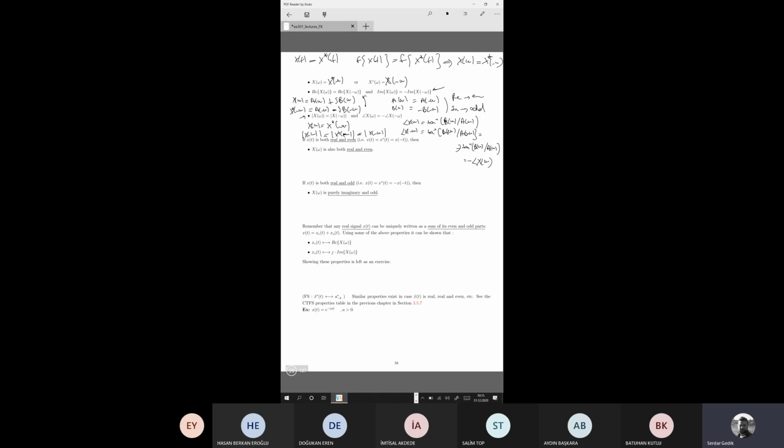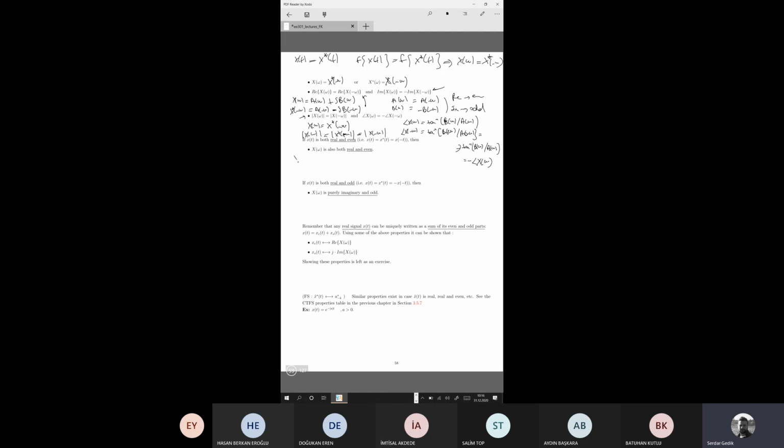The even part is the real part. The real part is even, the imaginary part is odd, the phase is odd, and the magnitude is even. So if I have a real and even signal x of t, what happens if it is odd instead? In this case, x of omega is real and even as well.